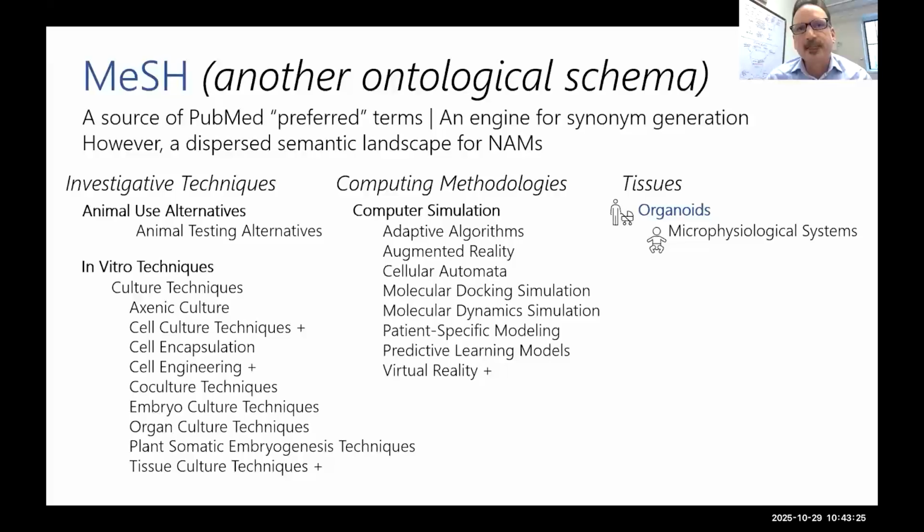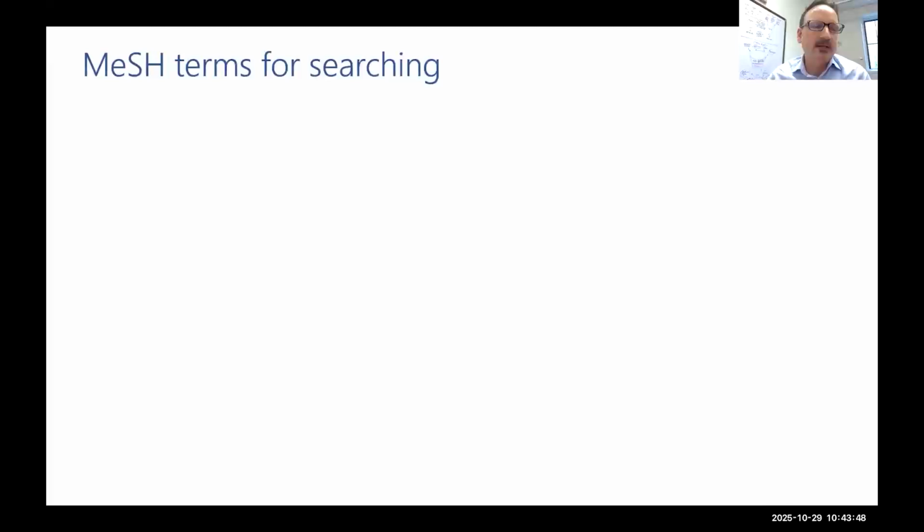And those MeSH terms show up in the PubMed database in the records of individual PubMed articles. So maybe 10 to 20 MeSH terms are assigned to each PubMed article. And they appear actually in the PubMed record. And so let's take a look at sort of how that looks in PubMed itself.